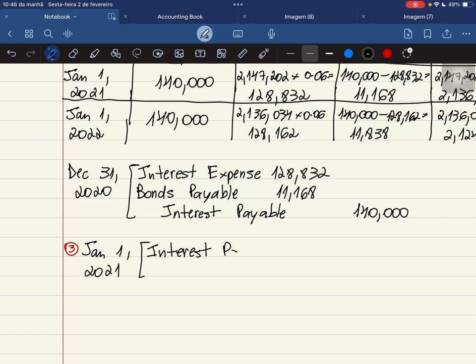Interest payable has to go down because before we had this amount that we had to pay. Now we no longer will have this amount that we have to pay because we're paying it on this day. And since we're paying it, our cash has to go down, and that is going to be 140,000 for both.